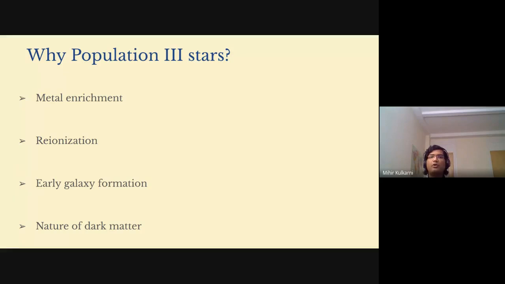So it's important to understand properties of first stars, which started this whole process of metal enrichment, which goes on building up with successive generations of star formation and is needed, for example, for planet formation as well.